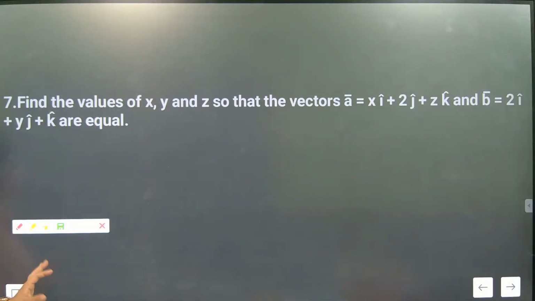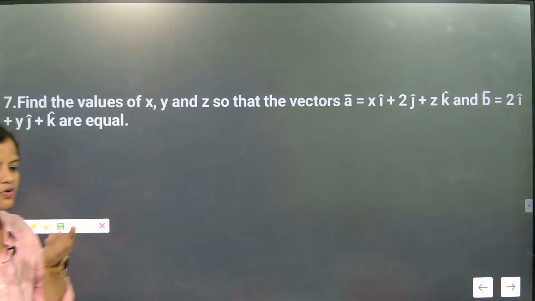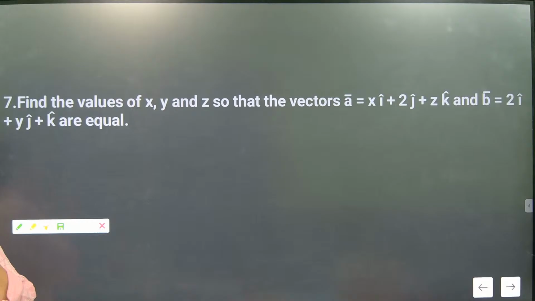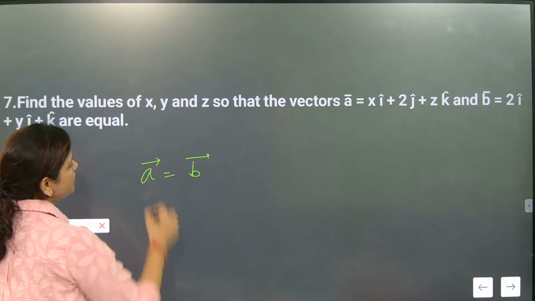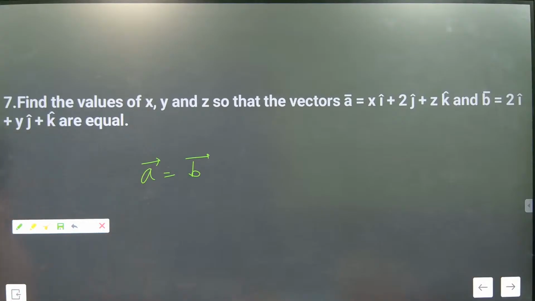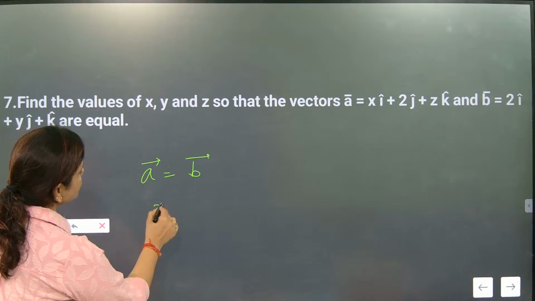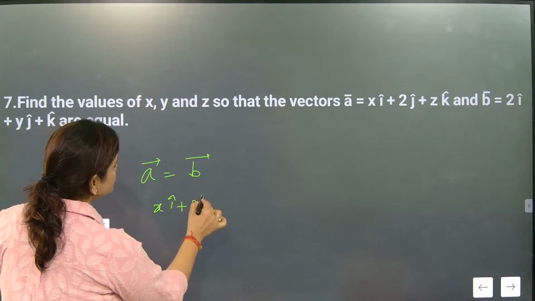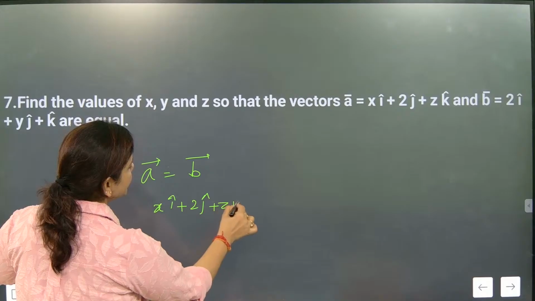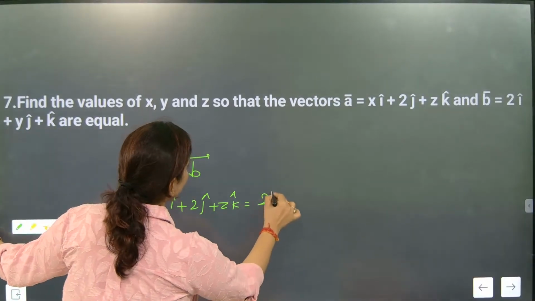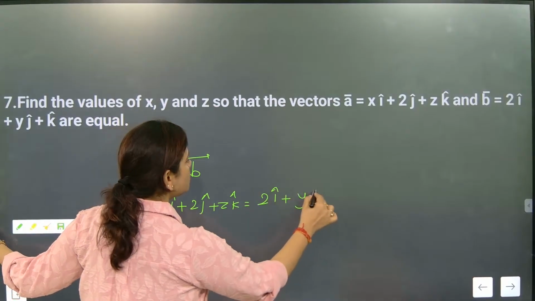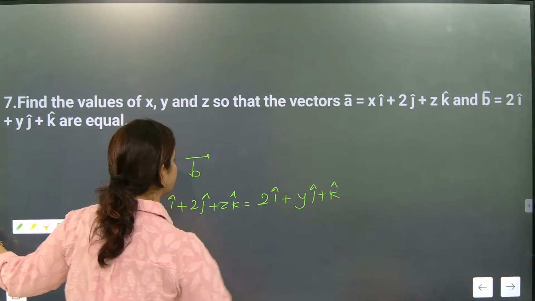At least 7 questions in a session we have solved here. That's a good thing, but these are less marks questions also. But come on. A vector is equal to B vector. Beta, what is given? A vector is equal to B vector. So when A vector is equal to B vector is given, that is x i cap plus 2j plus zk. Yes, beta. That part will be equal to B vector, how much is given, beta? 2i cap plus y j cap plus k cap.